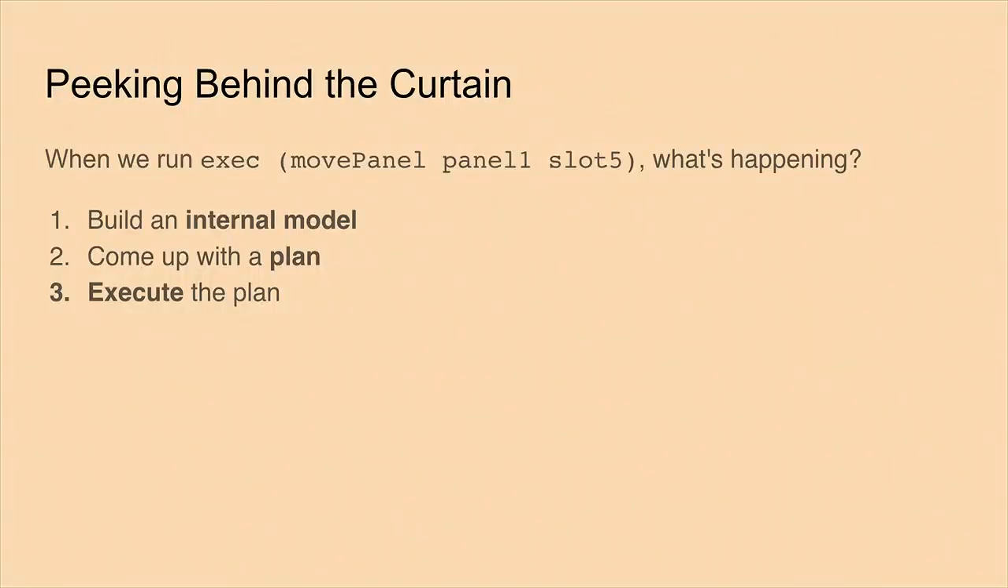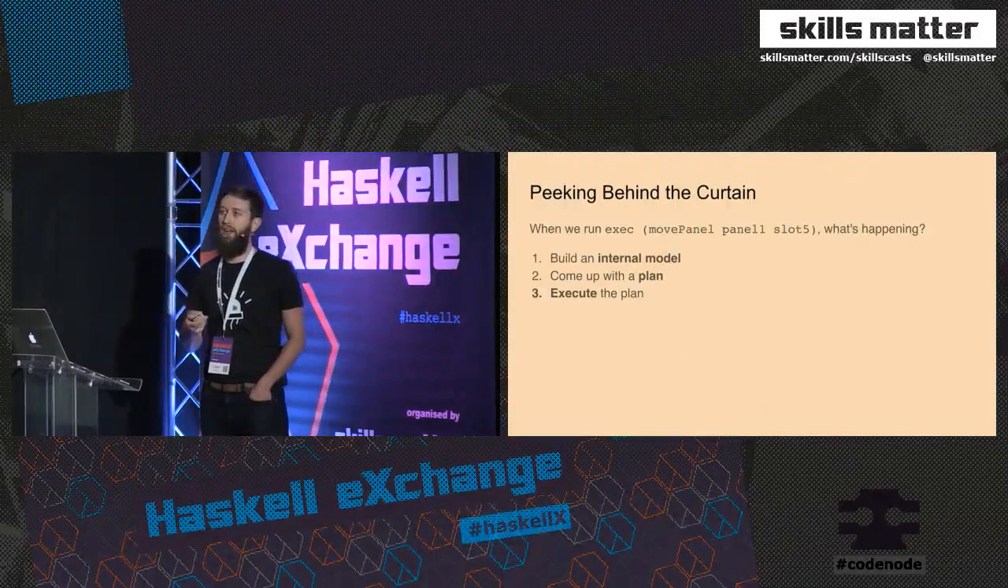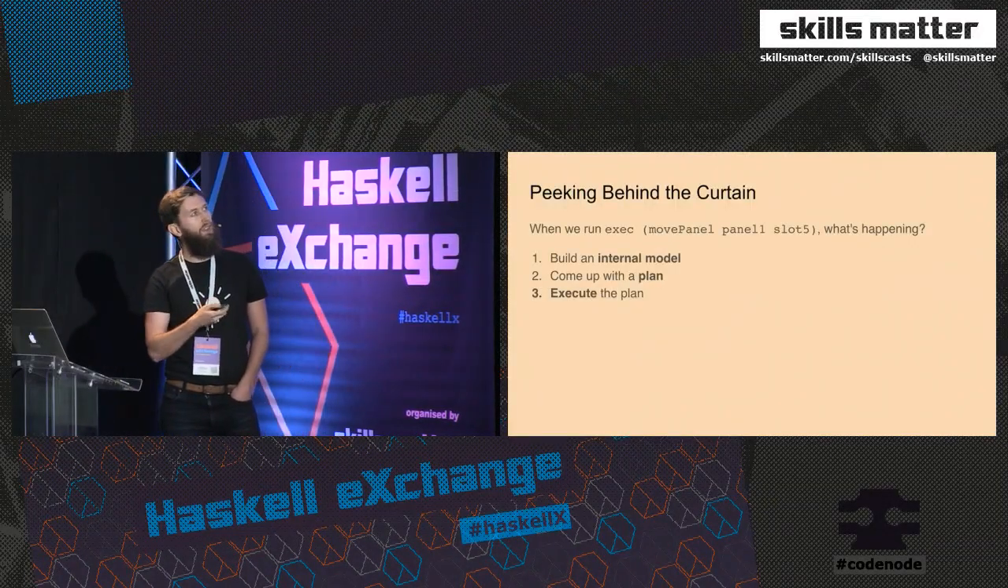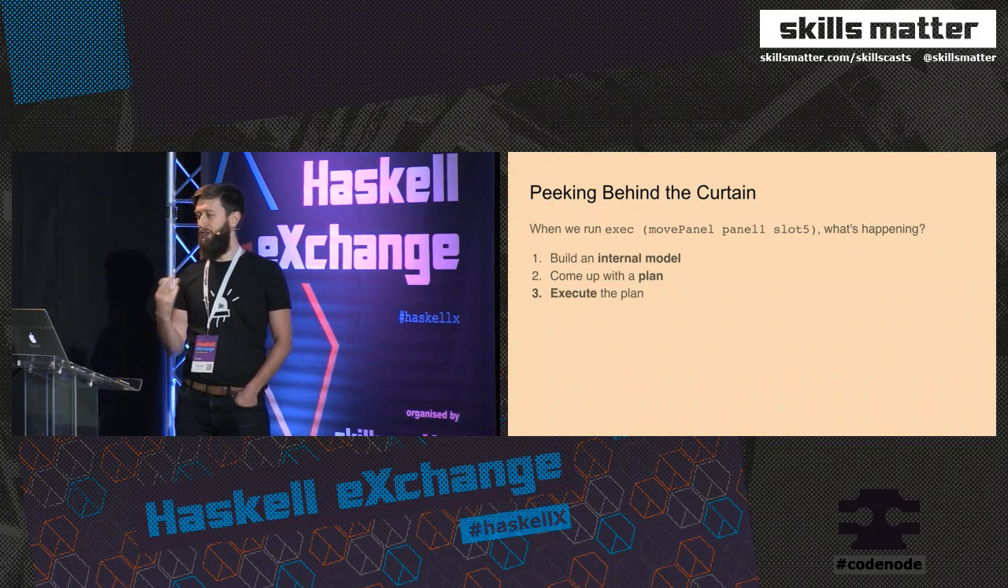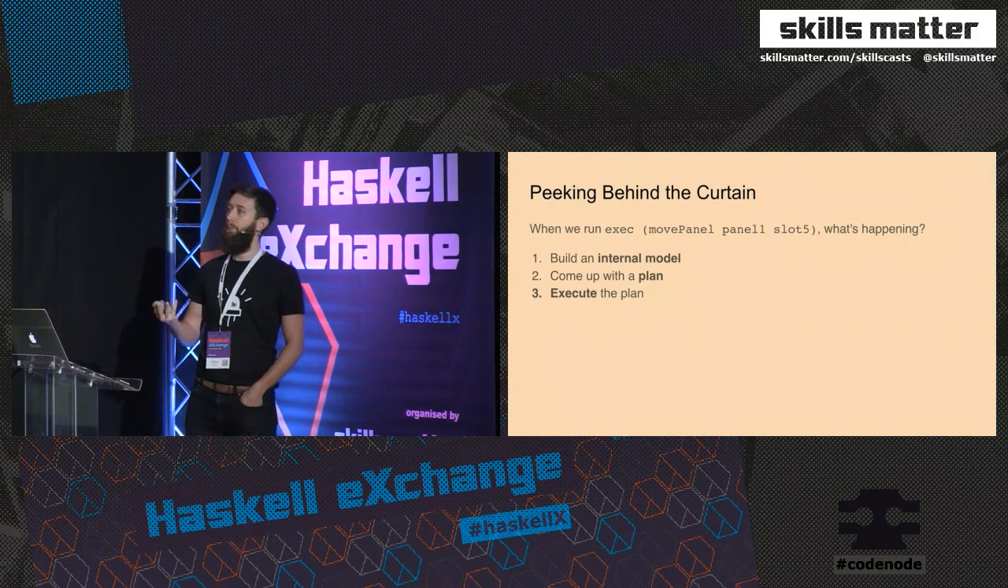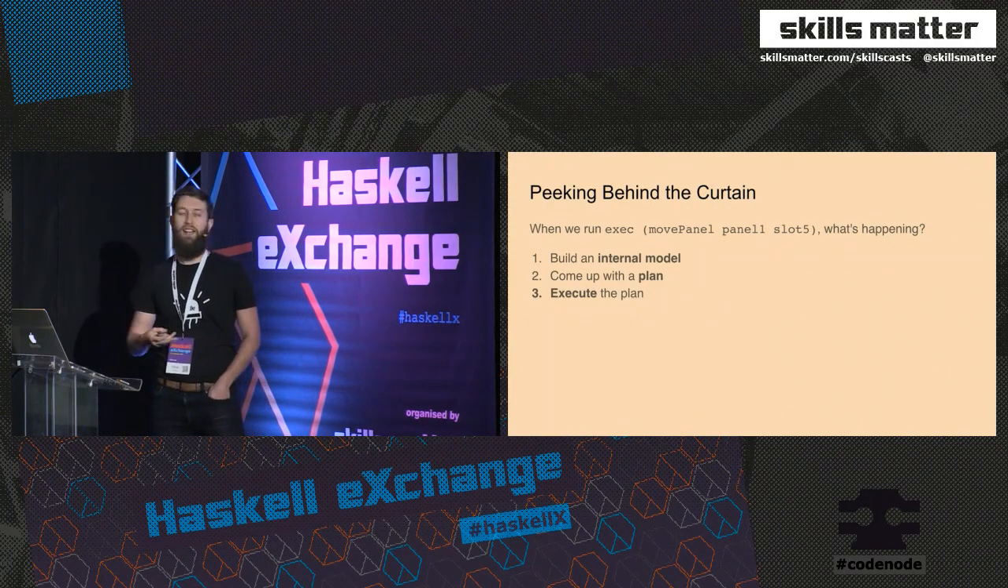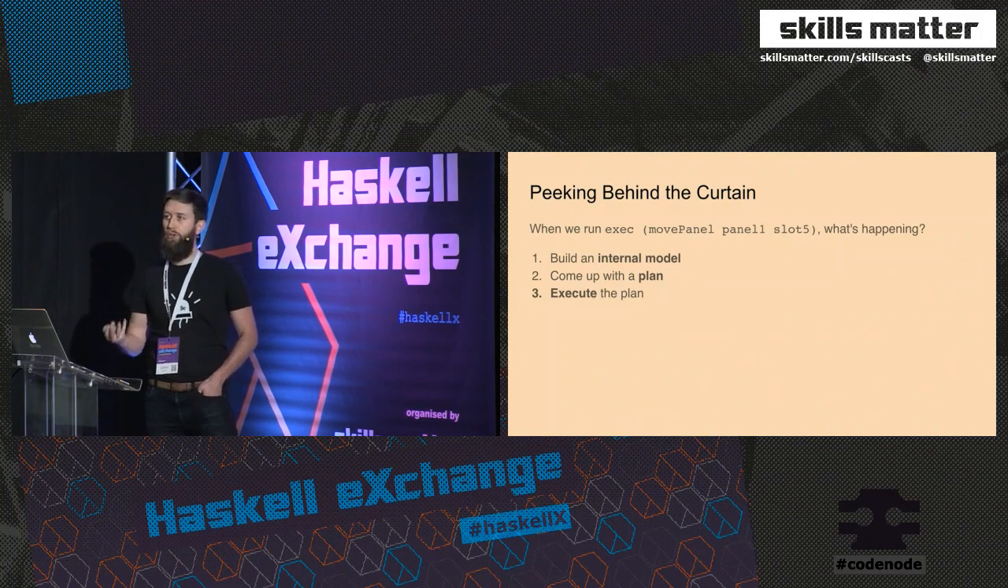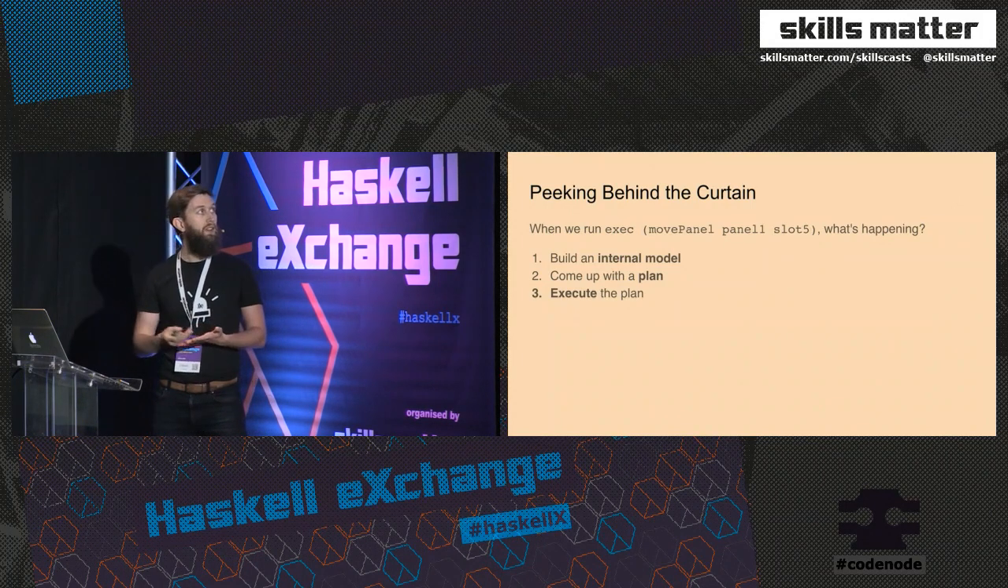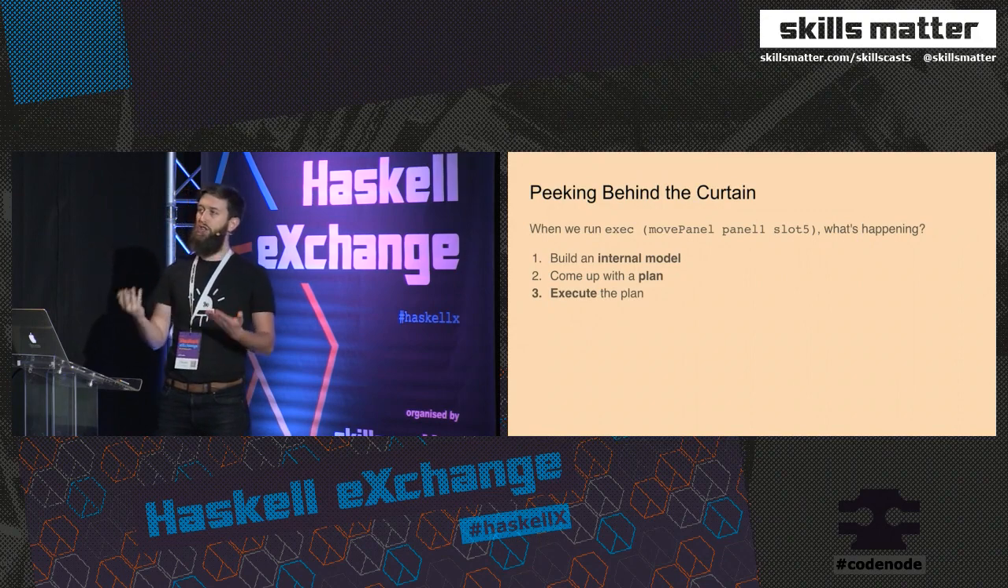So I just wanted to kind of peek behind the curtain and show you what's actually happening when I run this interesting command here. So execute, move panel 1 to slot number 5, in that state where we're already holding a panel. And generally, there are 3 steps that have to go into solving this problem. First of all, we build an internal model. So I need to understand where panels currently are in order to come up with a solution. I also need to know how I can change the state of the world.